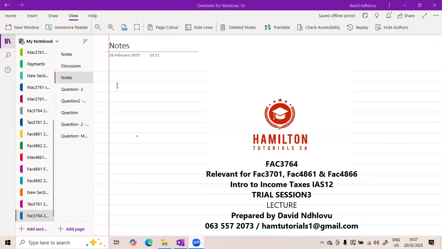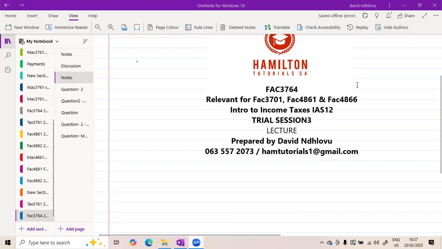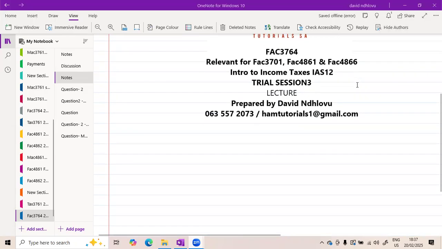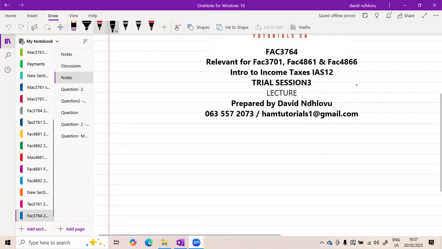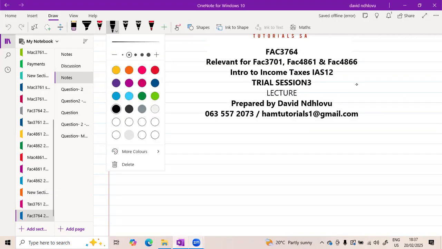Right, so we are continuing with International Accounting Standard number 12, income taxes. We want to conclude that by looking at what we call unused taxes, or what we call unused tax losses.